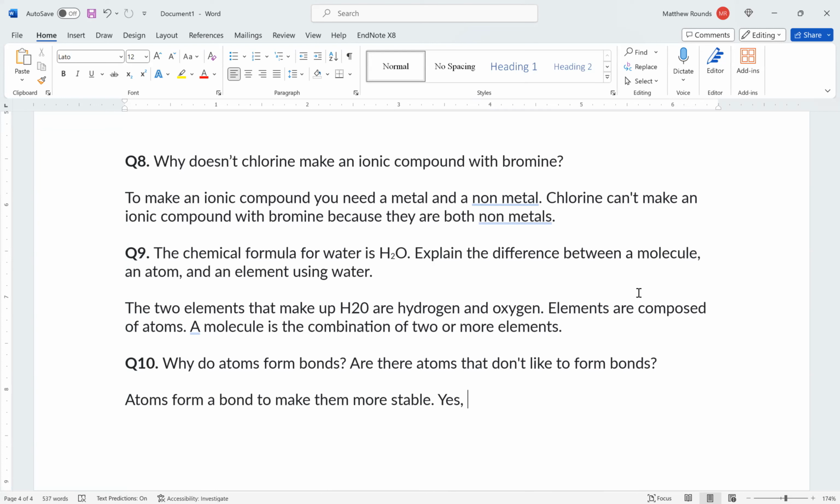You don't have to say why, you just have to say which ones don't like to form bonds. Helium's one of them, I know that. Yes. But you don't even need to list them. You just have to say yes, and then describe what is in the last column, which is called the noble gases.